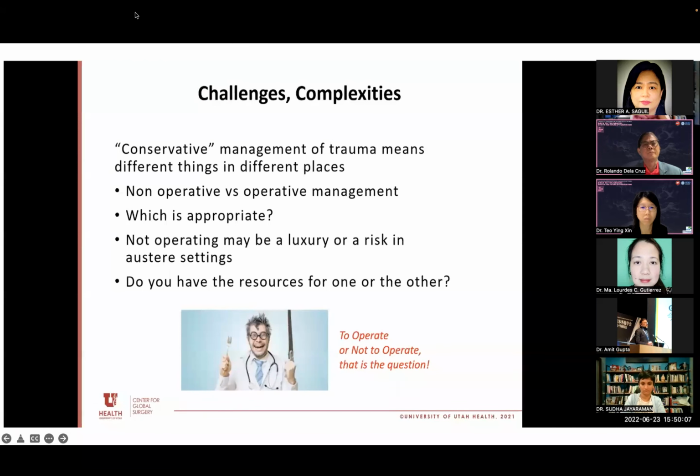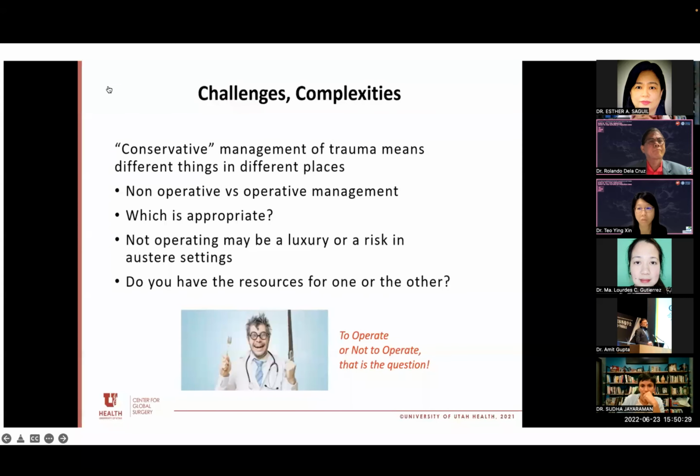Conservative management of trauma is something that means different things in different places. It really depends on the resources. And I encourage you more to think about it as operative versus non-operative management, and to identify which is appropriate for your patient and for your institution and the resources that you have. In some settings, not operating may actually be a luxury.